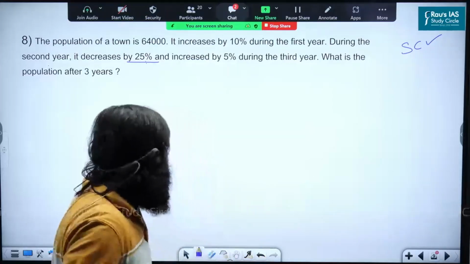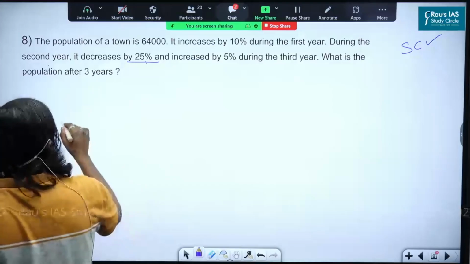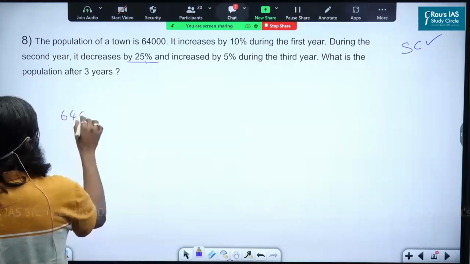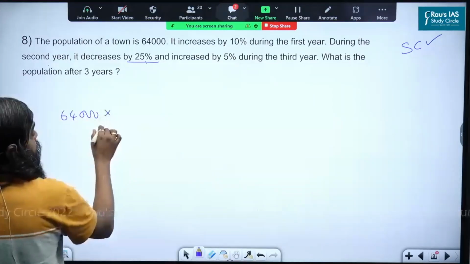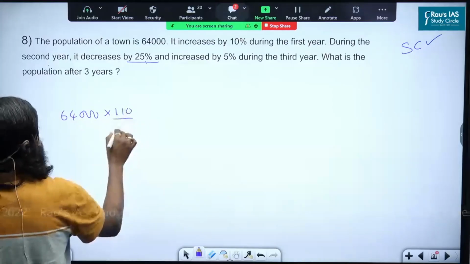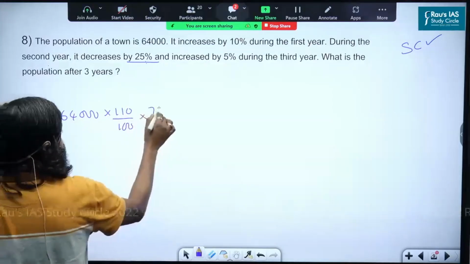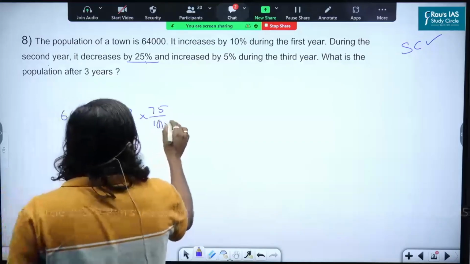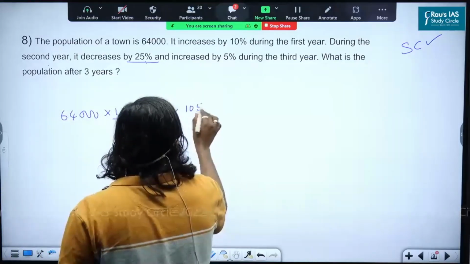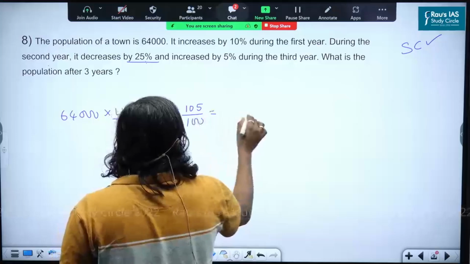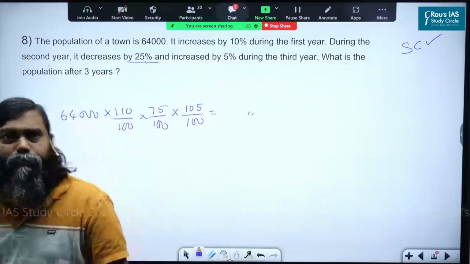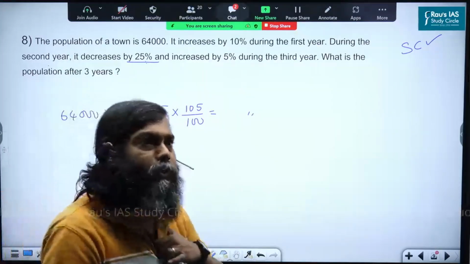Some students, if they are engineers, something like that, they will write like this: 64,000. Out of this, 10% increasing, they will write like this. Then 25% decreasing, they will write like this. And 5% increasing, they will write like this. Then they will cancel and write this as the final value. Whichever way you are comfortable, you can do like this.